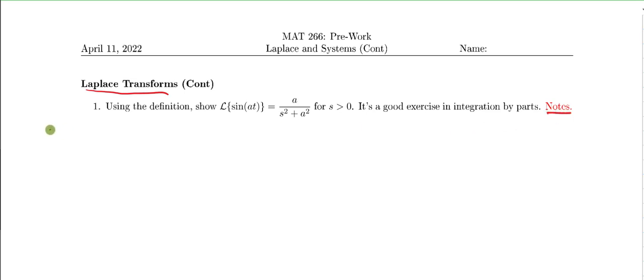Instead, I've hyperlinked notes of me working through it. Just as a reminder though, while you may not be sure of exactly what steps to take, if you're asked to compute the Laplace transform of the sine of at, you should feel comfortable with the first step, which is to write this as the improper integral from 0 to infinity of the sine of at times e to the minus st dt, and then go ahead and start working through this as best you can with the notes to help you when you get stuck, if you get stuck.